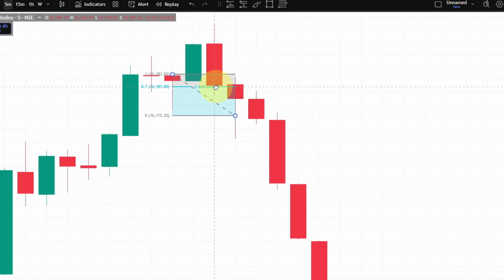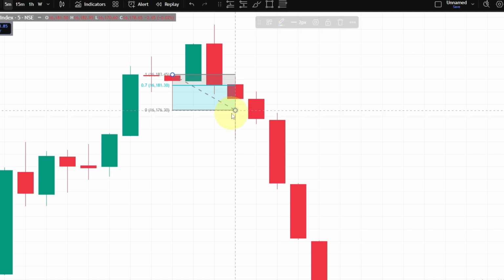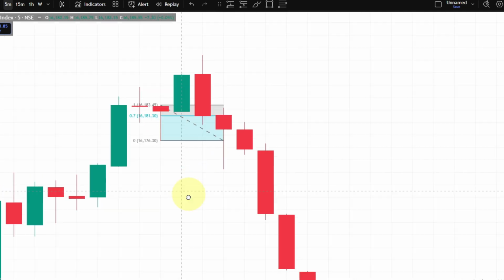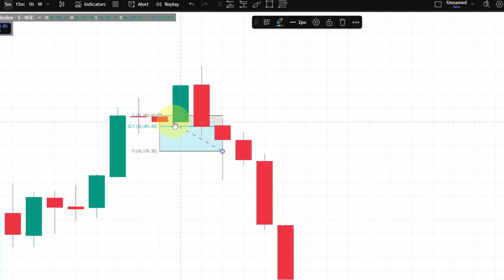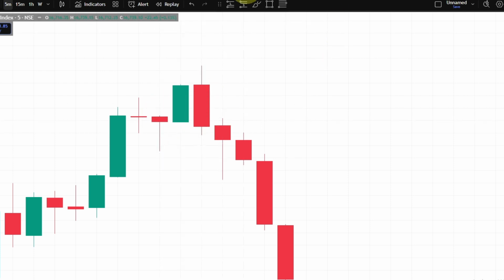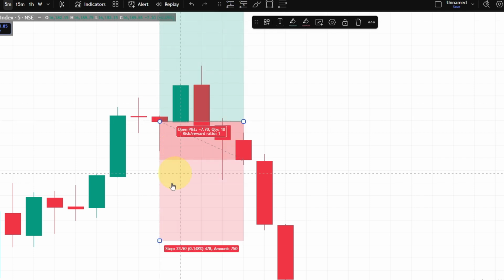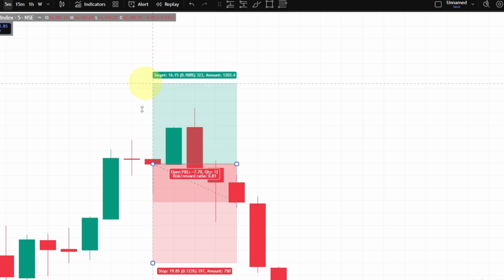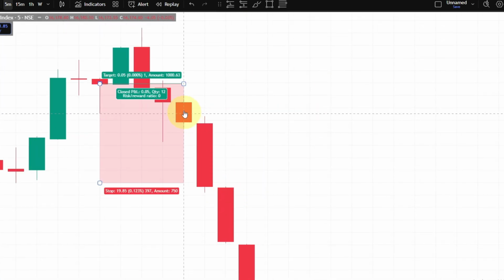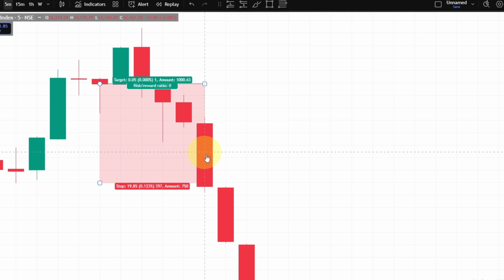Let's find... Okay, maybe this one. Yeah, this one is a valid hammer. That is why we can take a long trade here. Let's delete this line and let's take a long setup here. Our stop loss will be our previous swing low here, and we are going to aim for 1:3, but our stop loss got triggered. Nothing to worry.